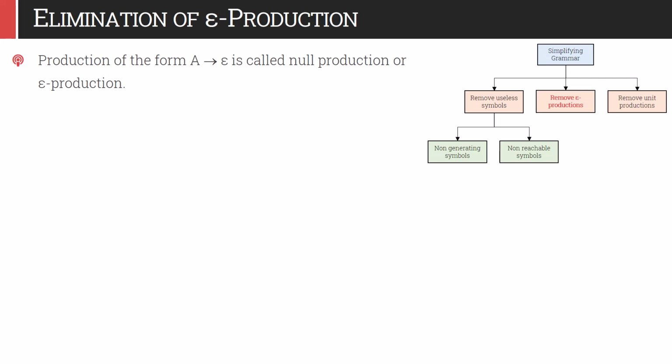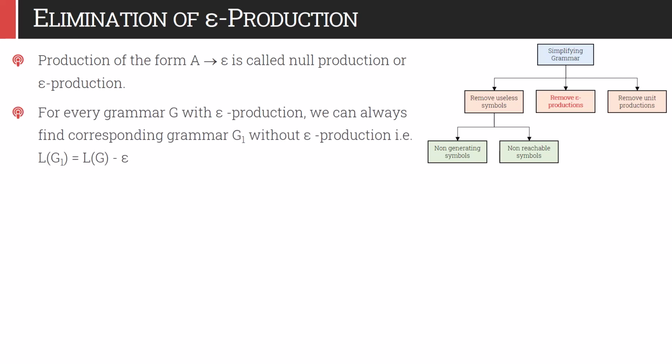A production of the form A gives epsilon is called a null production or the epsilon production. For any grammar G with epsilon production, we can always write another grammar G1 which is equivalent to G and which will be epsilon free. So we can say that L of G1 is the same as L of G minus epsilon.